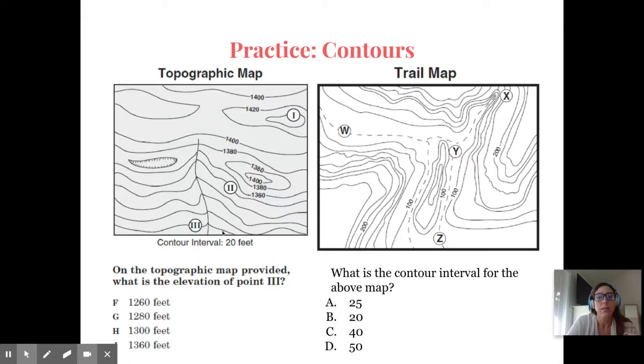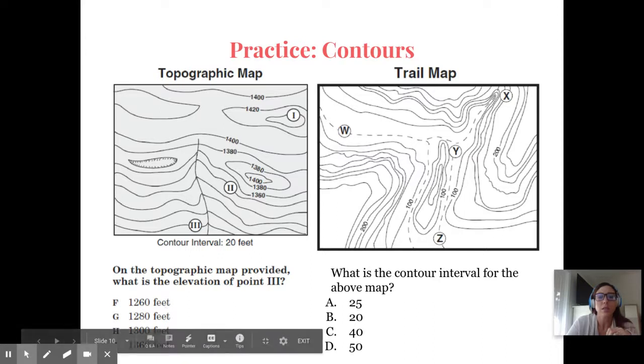Now this last line here is what connects with point 3. So we just have to count down by 20. 1360, 1340, 1320, 1300, 1280, 1260. So the point 3 is 1260 feet. What is the contour interval for the above map?